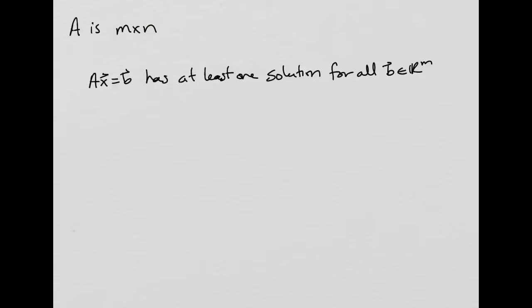So I want to come up with some statements that are equivalent to Ax equals b having a solution for all b, for every single vector I put there. And the first one you might remember comes basically from the definition of what an onto transformation is. If I look at the linear transformation from Rn to Rm with standard matrix A, then that transformation is onto.